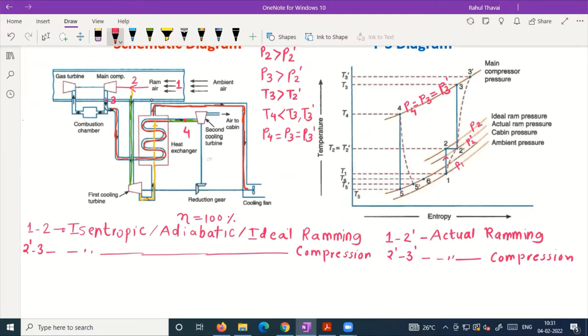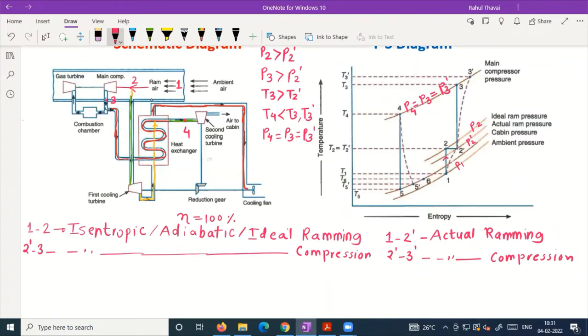Now, when you talk about point 4, once the cold air comes out of the heat exchanger, we supply it to the secondary turbine, the cooling turbine. It is very important because from here the air is supplied to the cabin. So 4 is the inlet to the heat exchanger. No, sorry, 4 is the inlet to the turbine.